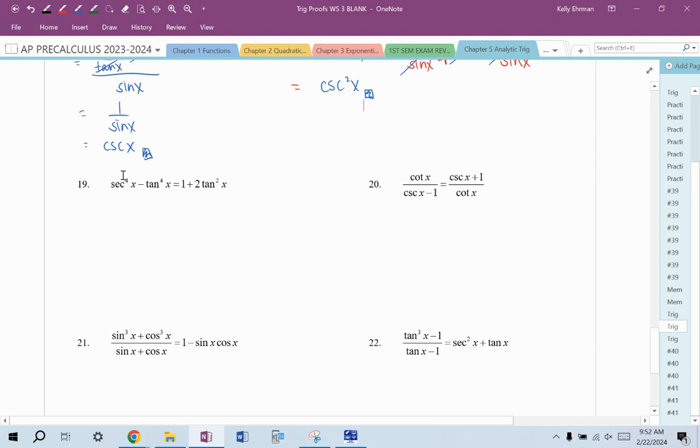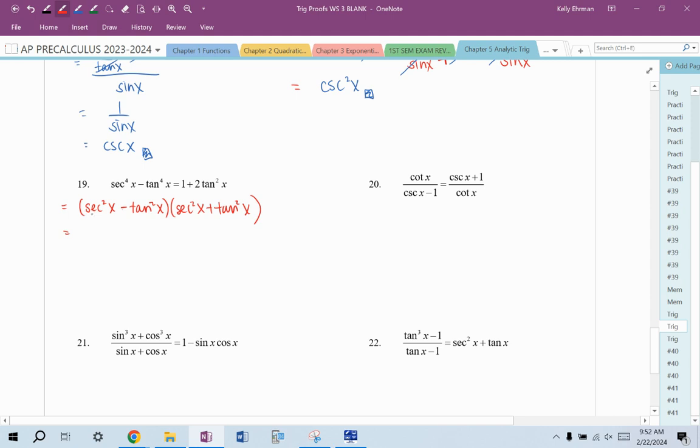Okay, number 19, I see exponents higher than 2. That indicates I should be factoring. So something to the fourth minus something to the fourth is a difference of squares. So secant squared x minus tangent squared x times secant squared x plus tangent squared x. We're supposed to be getting 1 plus 2 tangent squared x.